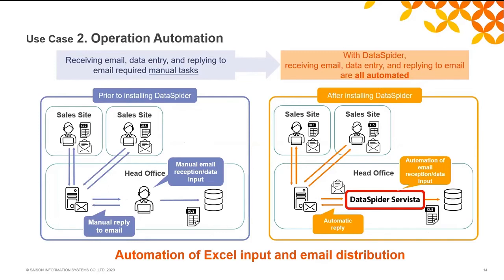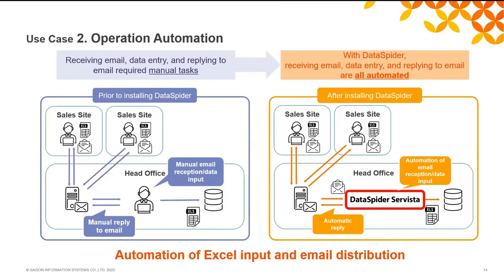The left diagram is the operation flow prior to installing DataSpider. Previously, the Excel data sent from each sales site is manually registered to the database by the staff in the head office. However, this has the risk of human error when entering the data.